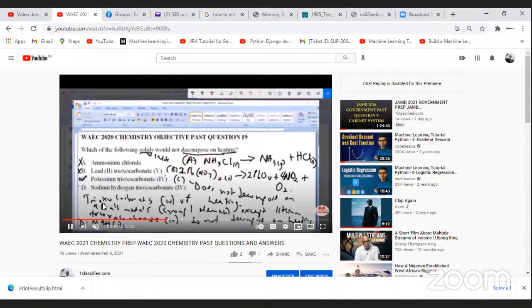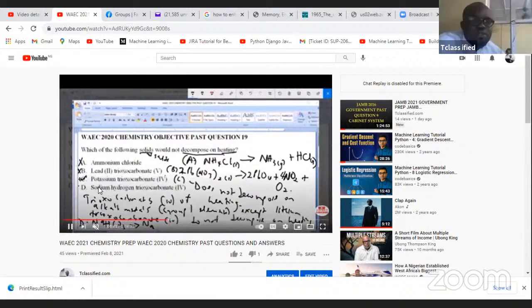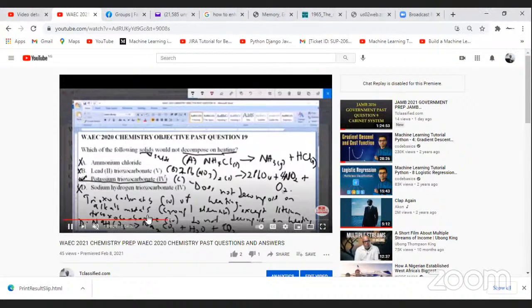What about sodium hydrogen trioxocarbonate? It's not an alkaline metal. Yeah, sodium is an alkaline metal, but this is not just trioxocarbonate 4. This is sodium hydrogen trioxocarbonate 4, whereas this one is just pure trioxocarbonate 4. So you can see in the write-up, it's clearly stated just for trioxocarbonate 4, not hydrogen trioxocarbonate. Okay, so I've got it.